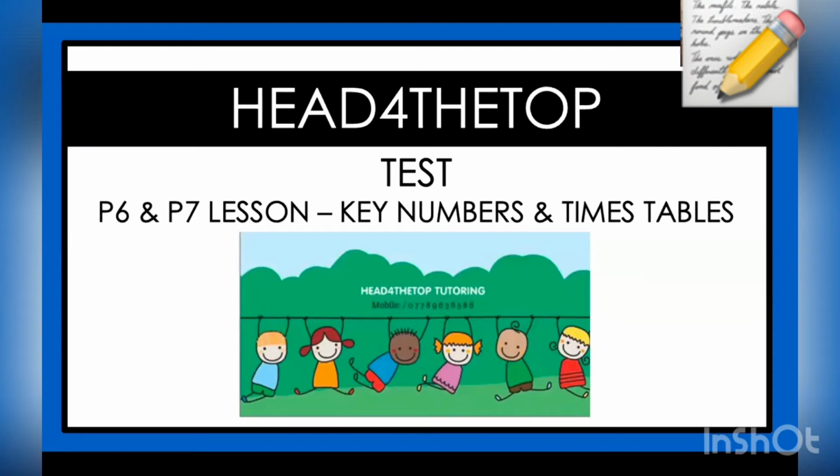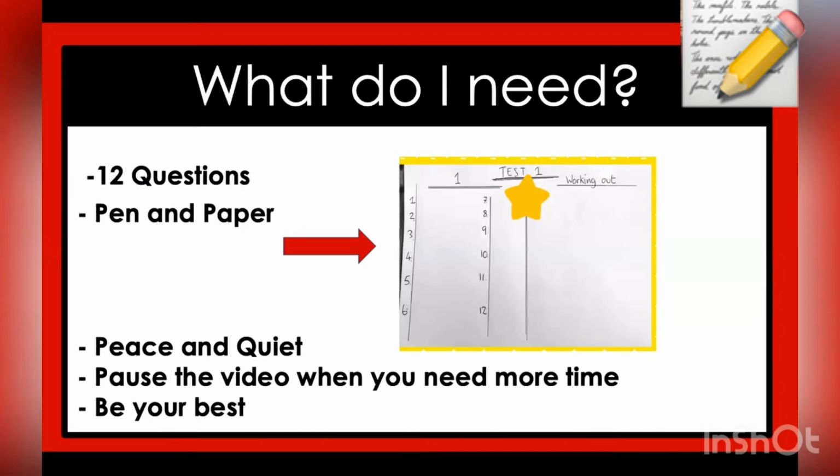So the test for P6 and 7 is all about key numbers and indeed our lovely 9 times tables. What do you need? Well, there are 12 questions in test 1 and 12 questions in test 2. So you need pen and paper. See the example beside, where I've put the answers on the left and then the working out on the right hand side of the paper. You need peace and quiet, and you can pause the video whenever you wish. If it's going too fast, just give it a little pause. But all we want you to do is to be your best.